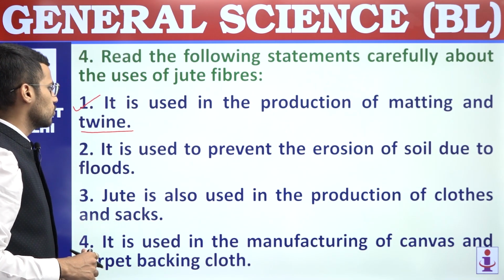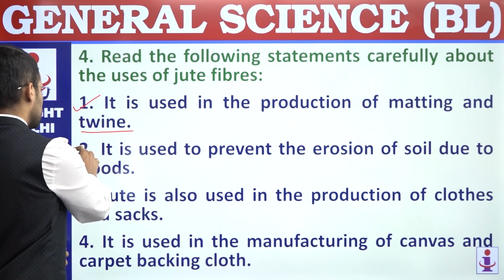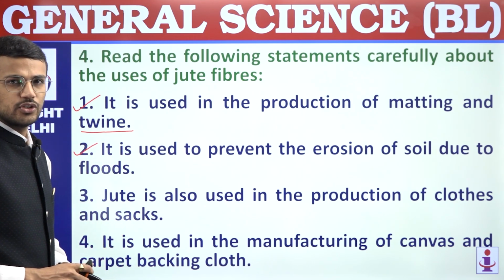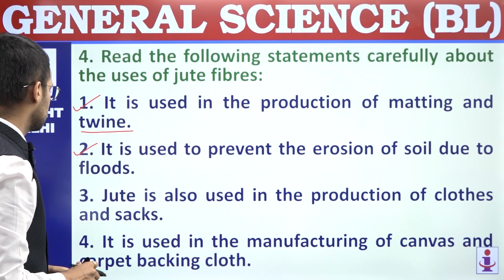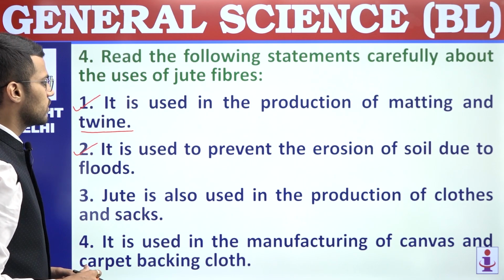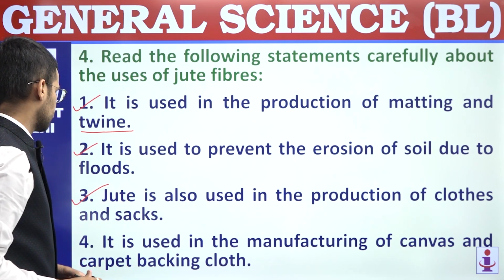Second, it is used to prevent the erosion of soil due to floods. So this is also a correct statement. We can use jute fibers for prevention of soil erosion. Third, jute is also used in the production of clothes and sacks. Correct statement.